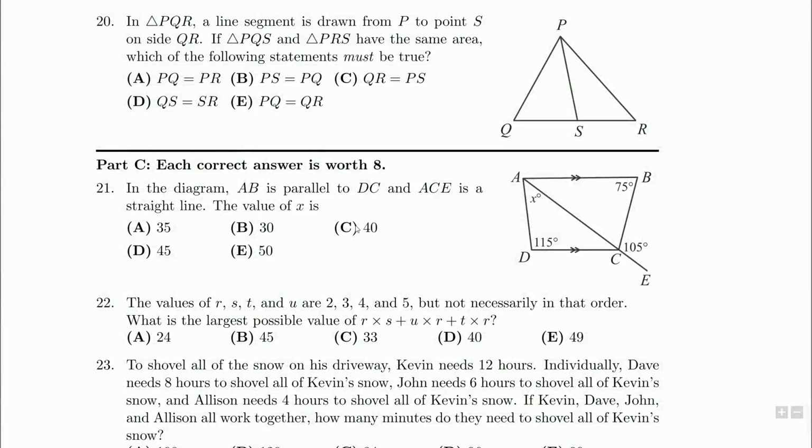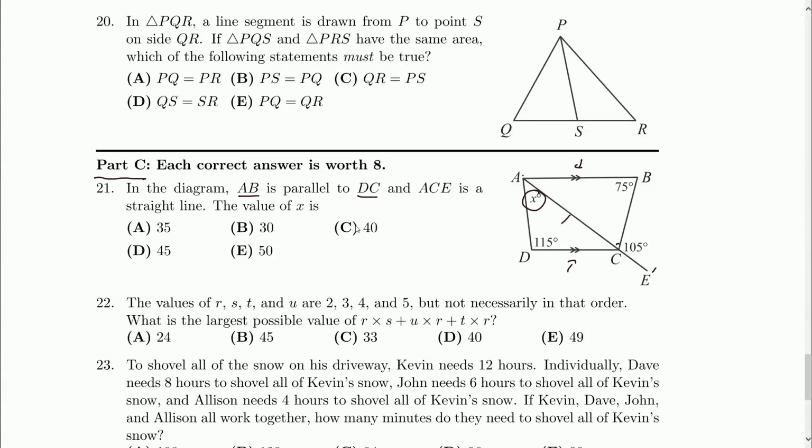We're going to be looking at question number 21 in this video, the first question in Part C on our Grade 8 Gauss from 2010. In the diagram, AB is parallel to DC, which we have noted by these arrowed lines, and ACE is a straight line. Okay, so A to C to E. The value of X is, so X is representing an angle up here.